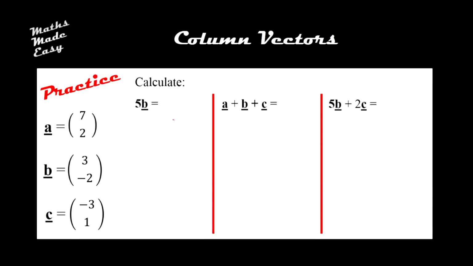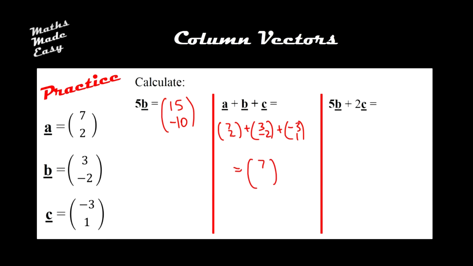Okay, here are the answers to these then. So 5b, we just need to do 5 lots of 3, -2, so we end up with 15 and -10. A plus b plus c, so we're going to add together all 3 of these. So a is 7, 2, 3, -2 for b, and -3, 1. So 7 add 3, on the top's 10, then take 3, brings me back to 7, and on the bottom 2 take away 2 is 0, add 1 is 1.